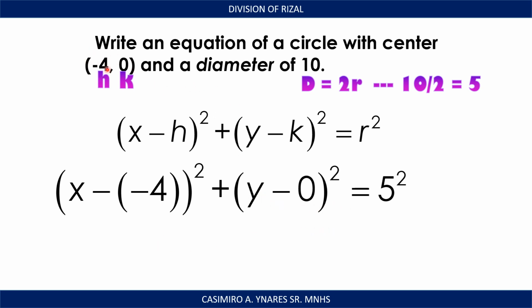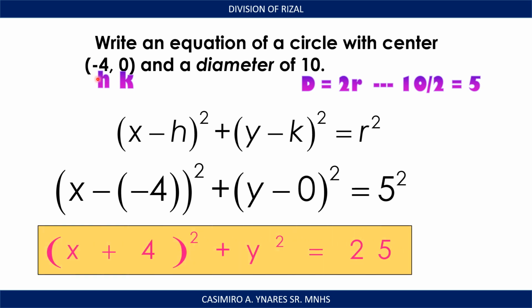Again, ano mangyayari kapag ang ating ordered pair ay, ang isa doon ay negative? Ang final answer ay (x plus 4) to the second power plus kapag 0, y squared, parang na-origin natin kanina. y squared is equal to 25.